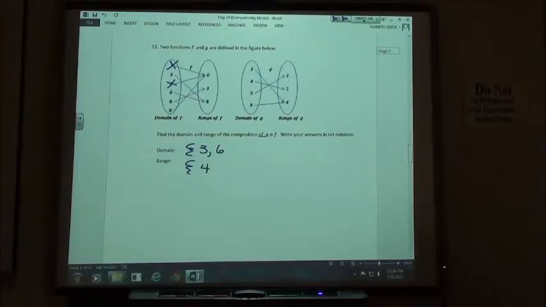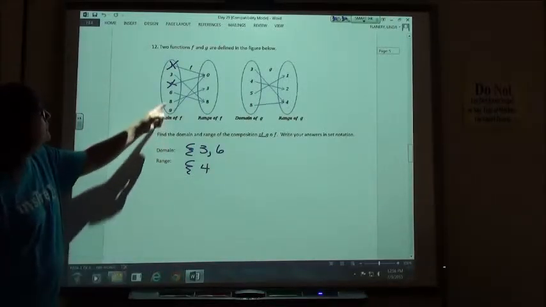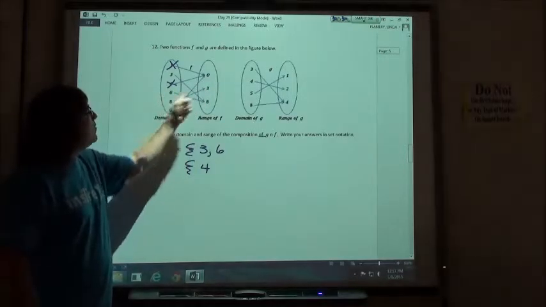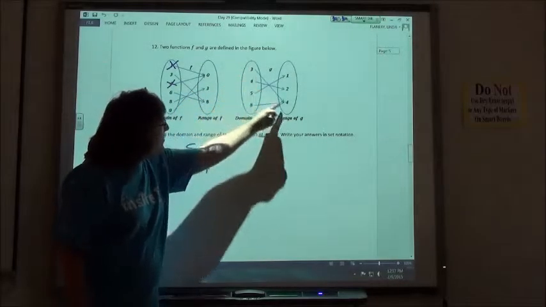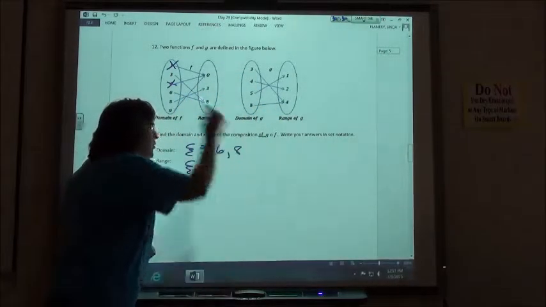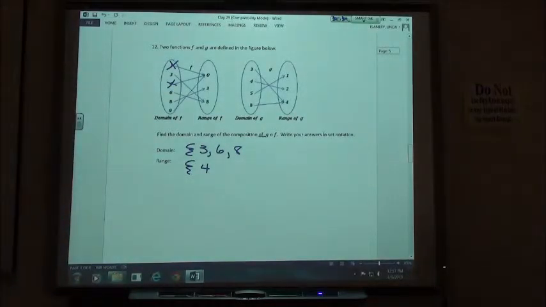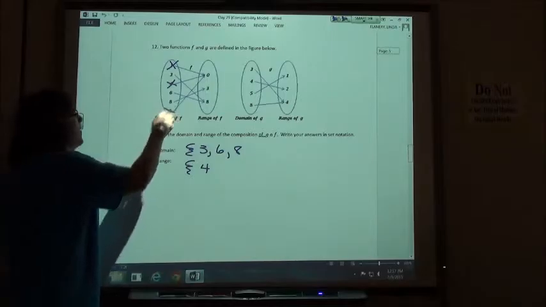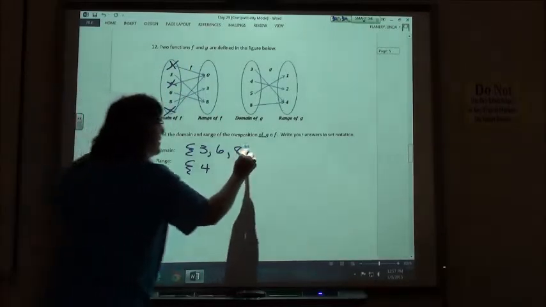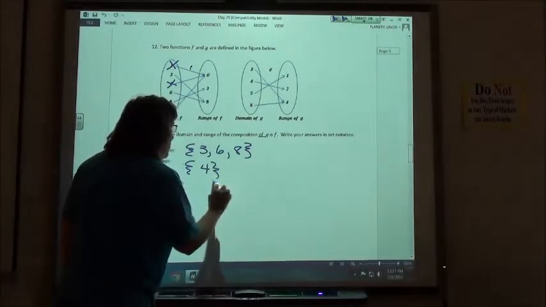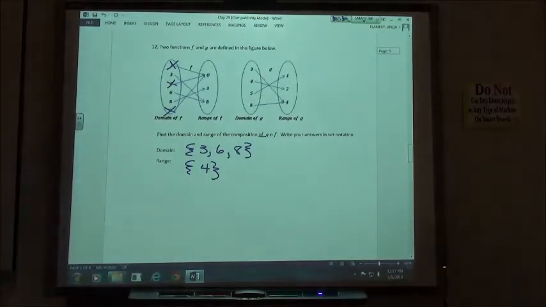How about the 8? Yep. 8 goes to 3. There is a 3. 3 goes to 4. So we're going to add the 8, but we don't need to add another 4. How about the 9? Nope, that goes to 0. So 3, 6, and 8 in my domain, 4 in my range.